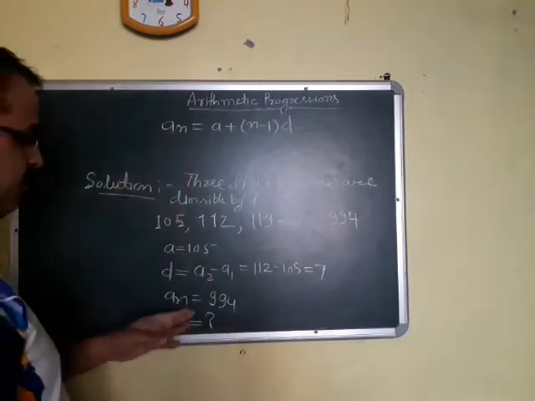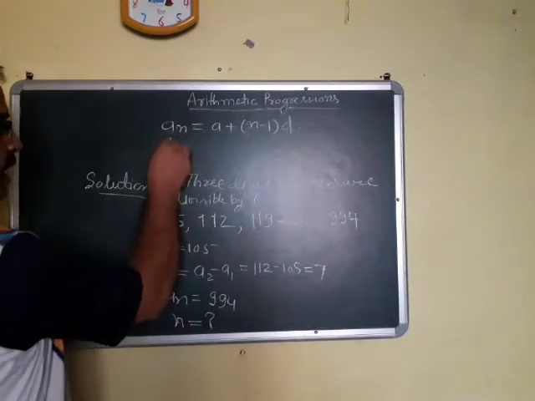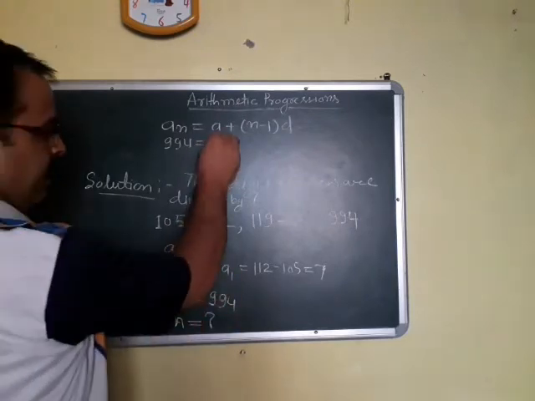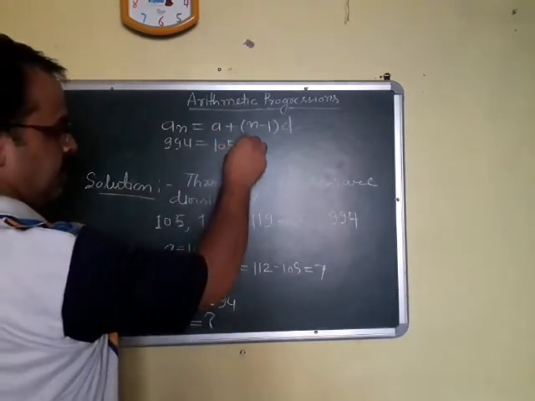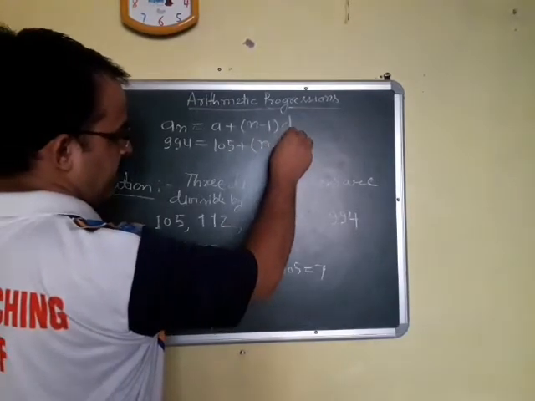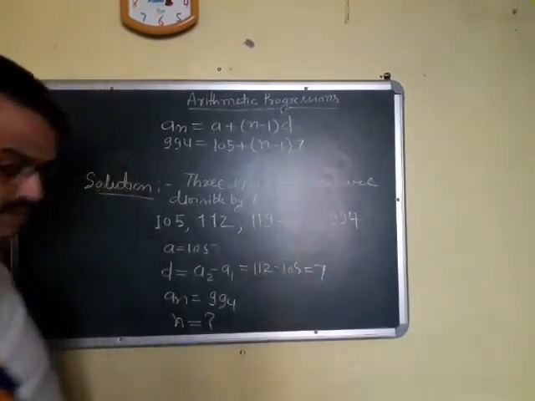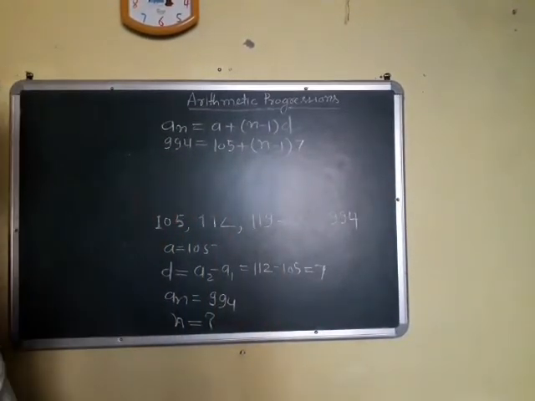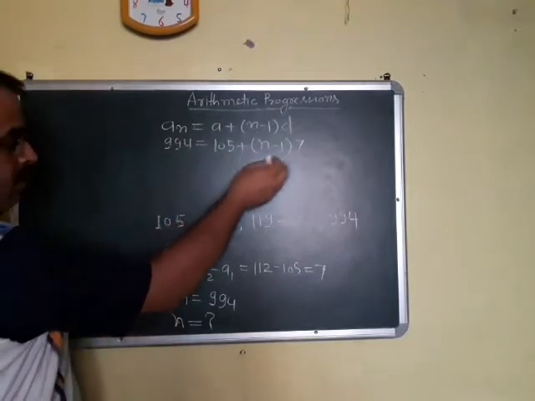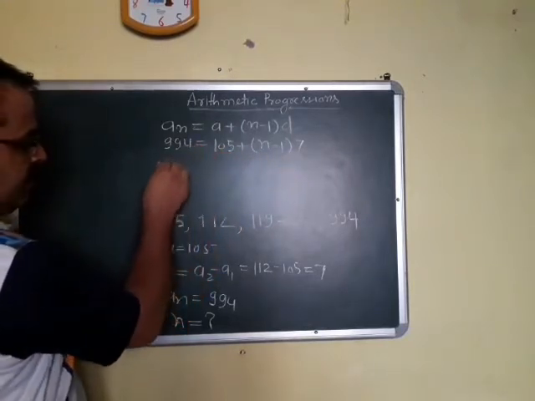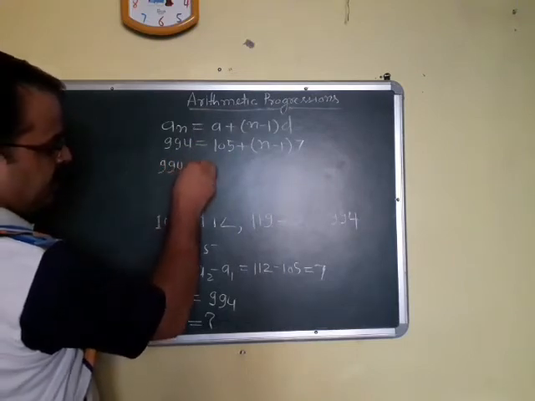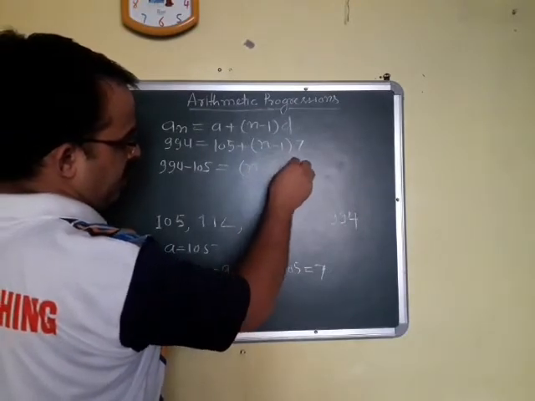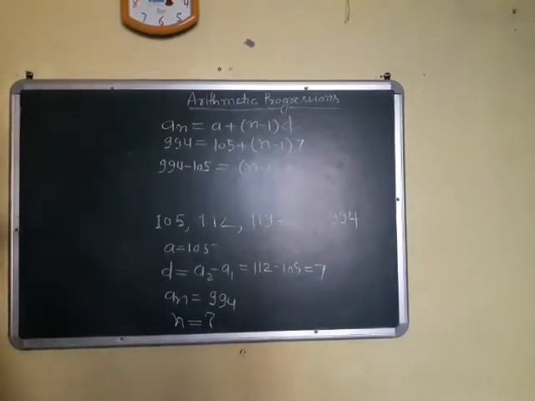Now put in the values. an here is given, 994 is equal to a, which is 105, plus n minus 1, and d here is given as 7. Clear? Then solve this one. First, this goes to that side: 994 minus 105 is equal to n minus 1 into 7. Clear?